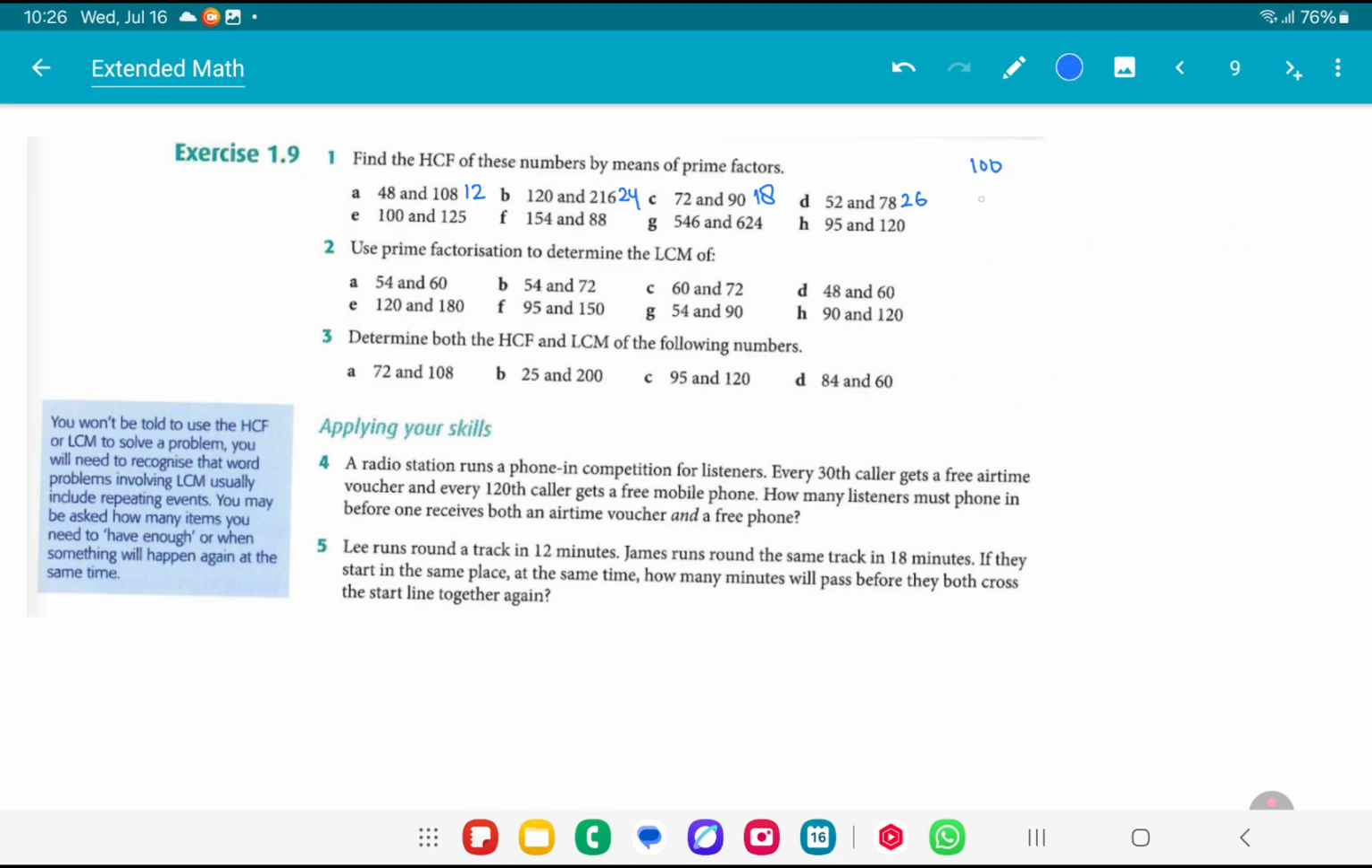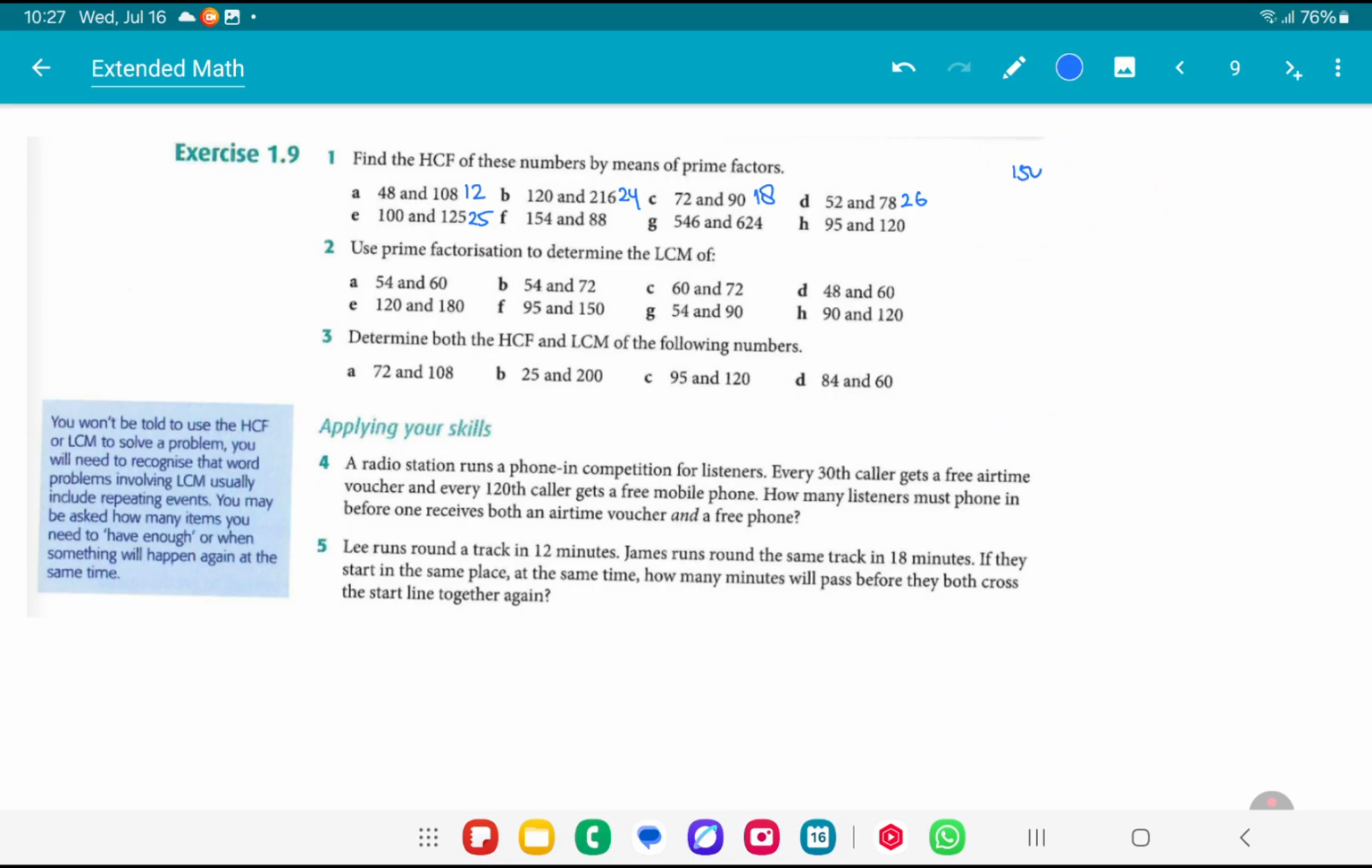100, we get the product of the prime numbers: 2 and 50, 2 and 25, 5 and 5. 2 square times 5 square. 125, we divide by 5, 25, 5 and 5. So 5 cube. So the highest common factor is 5 square, which is equal to 25.